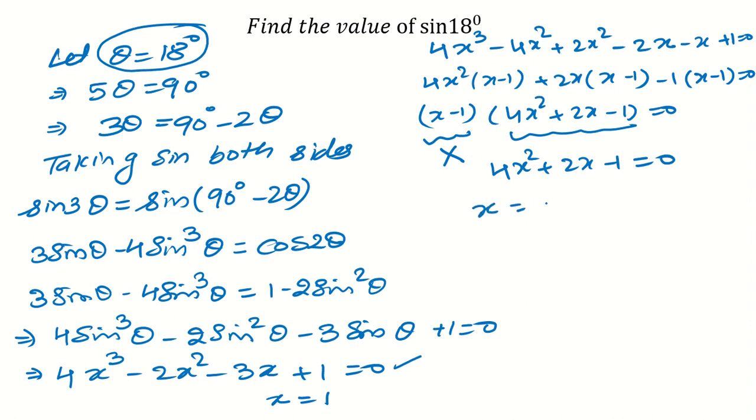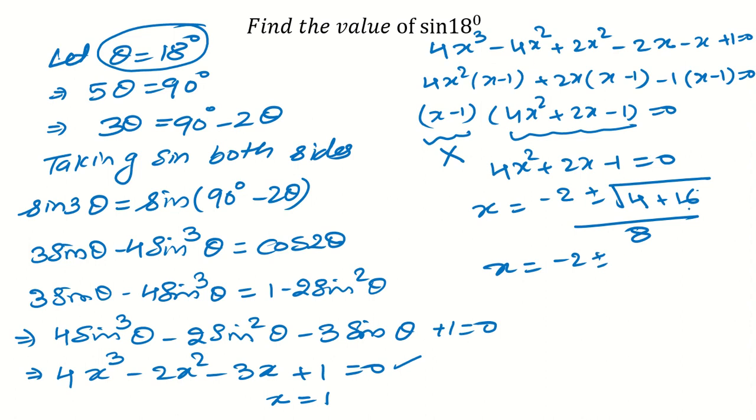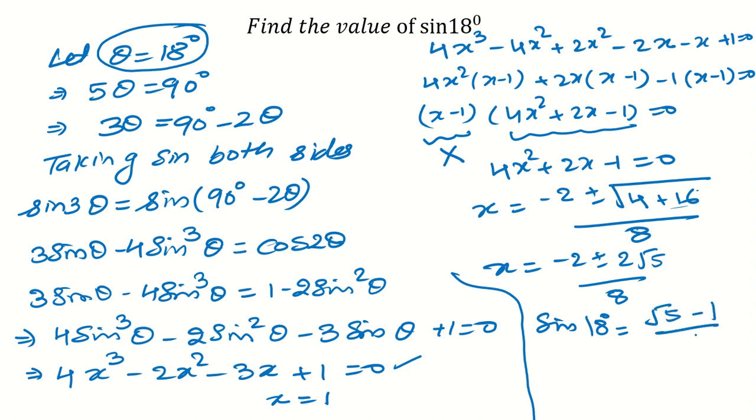So by the quadratic formula we will solve it. Minus b plus minus under root b square minus 4ac, which means 16, not 20, it is 16, over 2a. So x is equal to minus 2 plus minus root 20 over 8. So root 20 means 2 root 5 over 8. Now you see here, the numerator cannot be minus. Why? Because sine 18 degrees, and 18 lies in the first quadrant, and in the first quadrant all functions are positive. So sine 18 degrees is equal to root 5 minus 1 divided by 4. Like this you will get the answer.